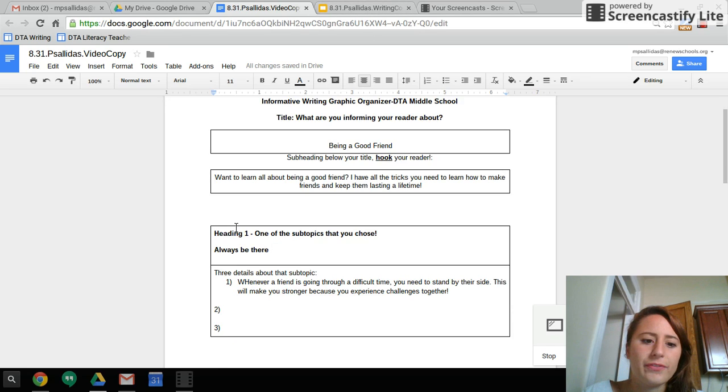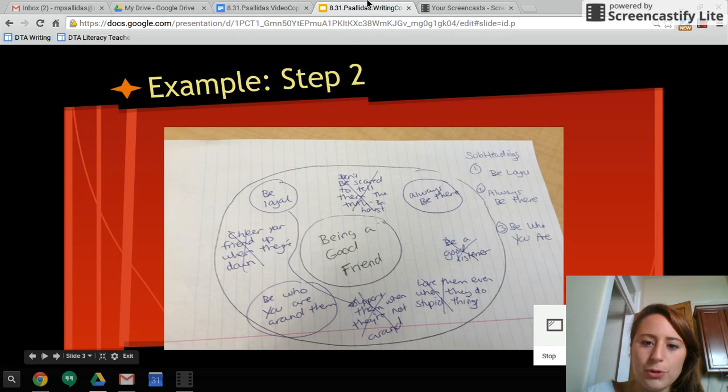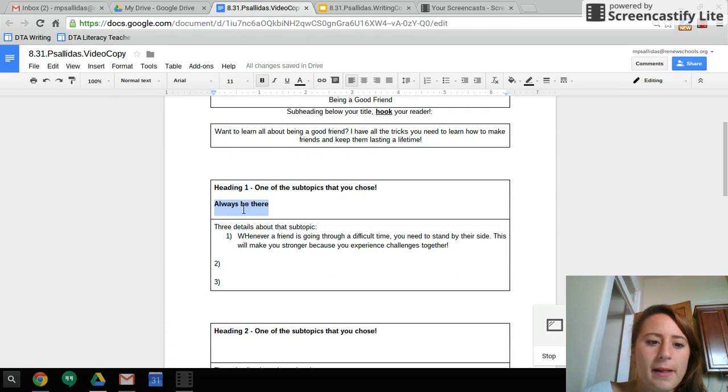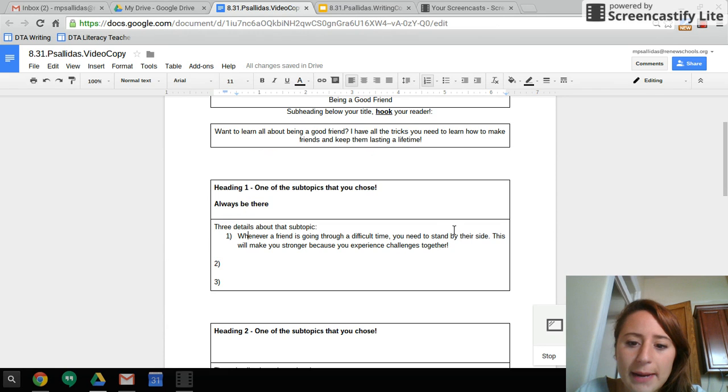Awesome. So now for heading 1, you're going to put one of the subtopics that you chose. So go ahead and look at one of the 3 that you chose you're going to write about, and then write it right there. So my first one I chose is always be there. And then you're going to put 3 details about that subtopic. So I put an example of one right here for mine. Whenever a friend is going through a difficult time, you need to stand by their side. This will make you stronger because you experience challenges together.